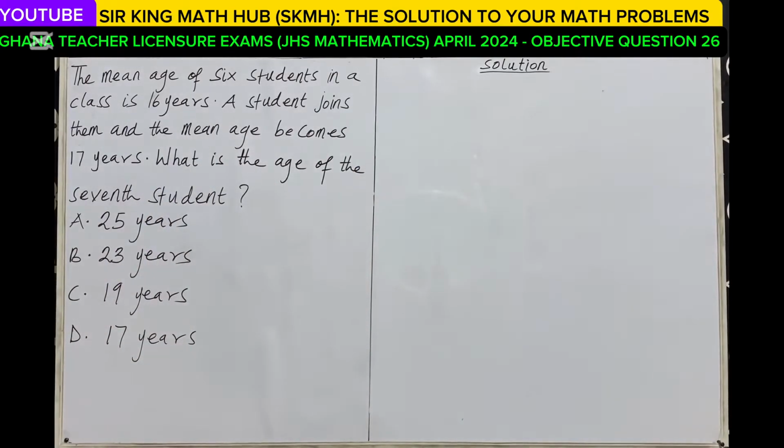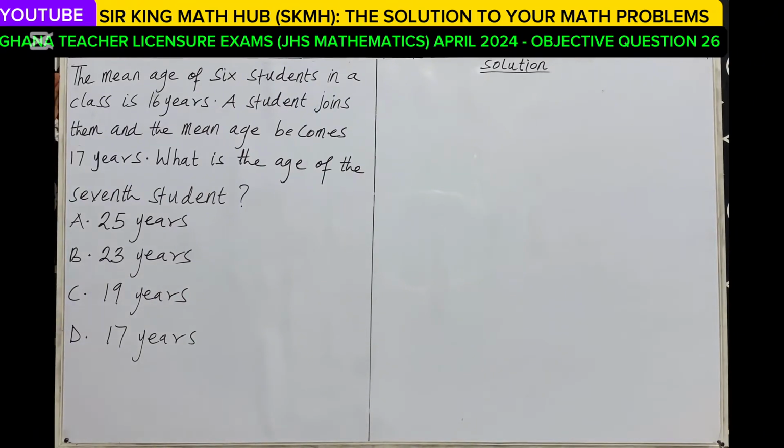This is GTLE JHS Essential Exams, JHS Mathematics, April 2024, objective question number 26. The mean age of 6 students in the class is 16 years. A student joins them and the mean age becomes 17 years. What is the age of the 7th student? So this is a question under application of mean. Now, let's begin with the first statement.